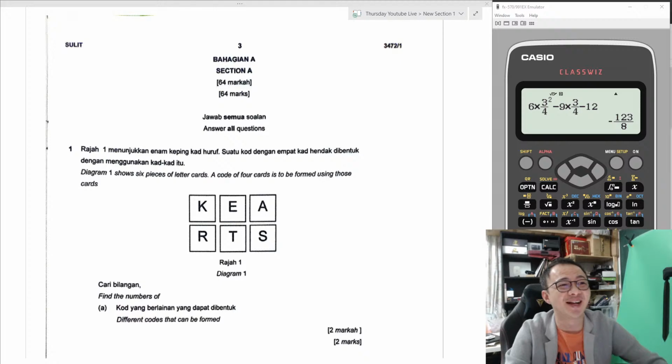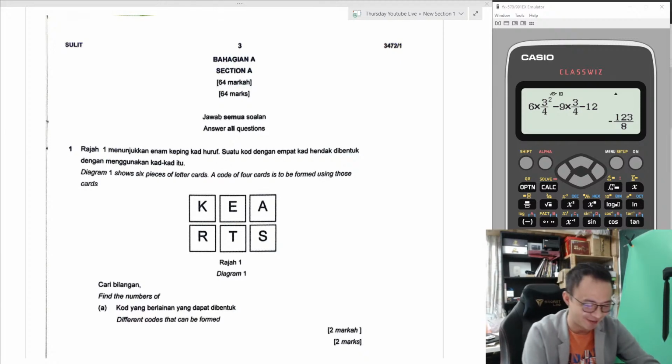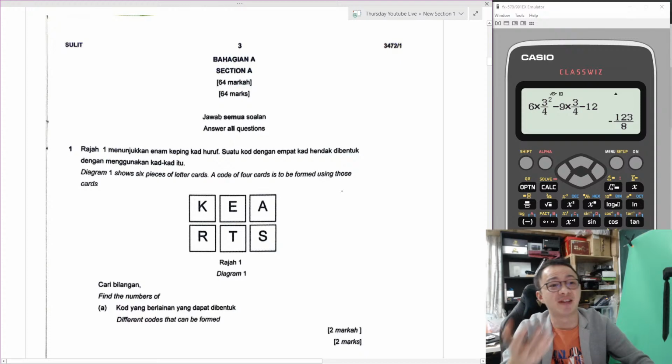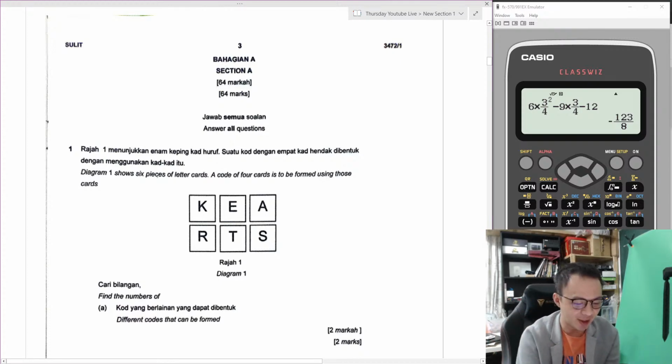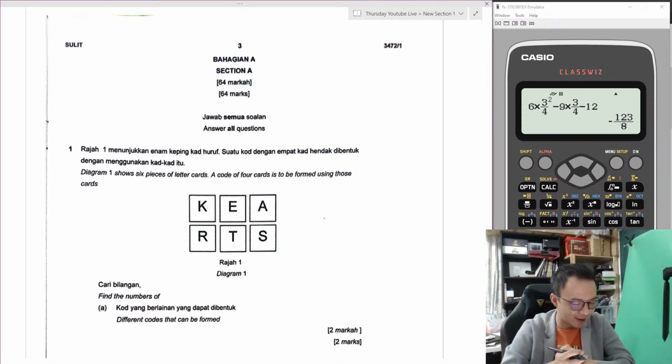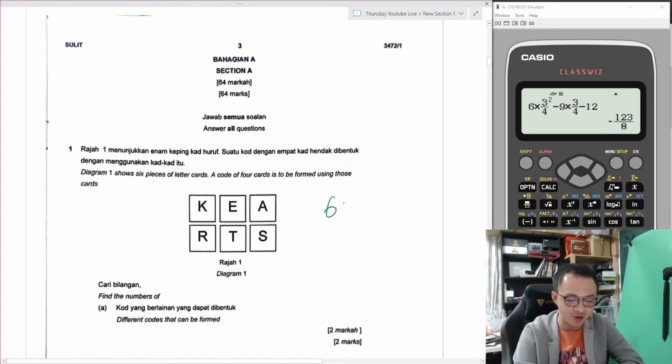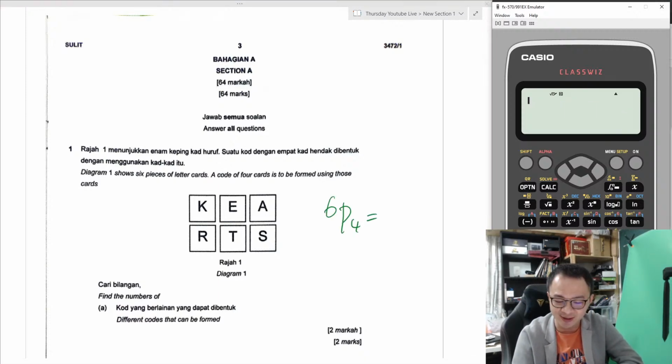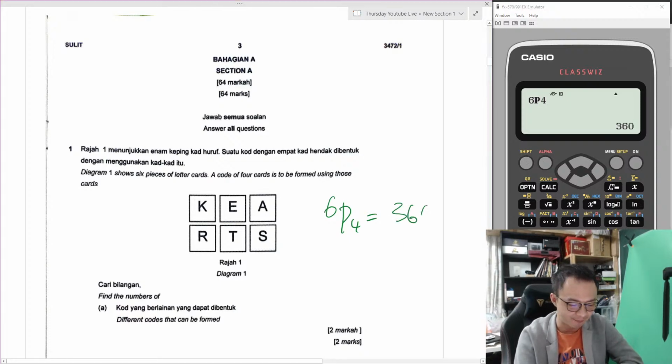The first question is quite easy. If you're from Singapore or you can't read Malay, you kind of need to read from the second sentence, because the Kelantan paper starts with Malay and then English. The diagram actually shows 6 pieces of the letter A. A code of 4 cards is to be formed using those cards. Even if he arranged up and down, I assume I can randomly pick any of these cards. So find the number of different codes that can be formed. It's quite straightforward: 6 cards, I want to choose 4 to arrange. So the answer is just 6P4, which will be 360.